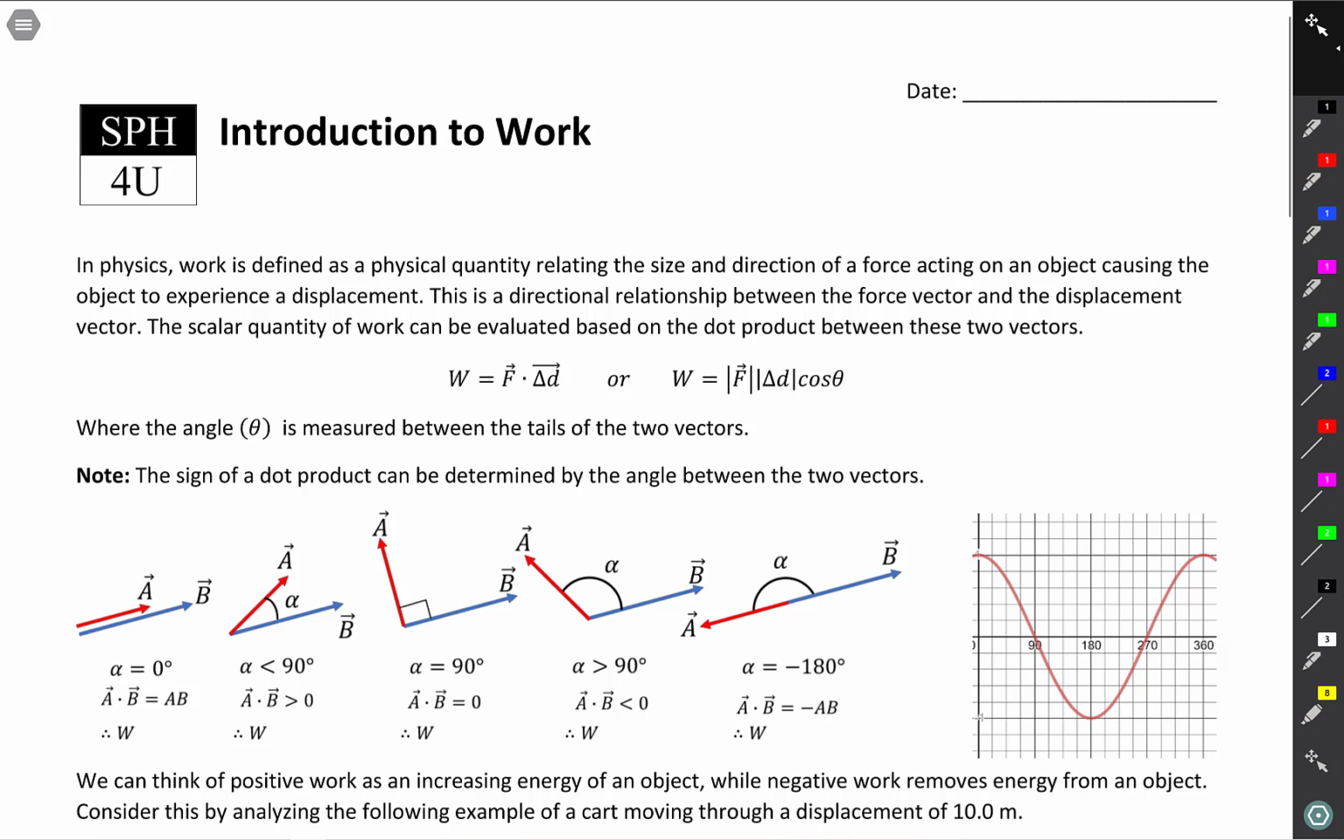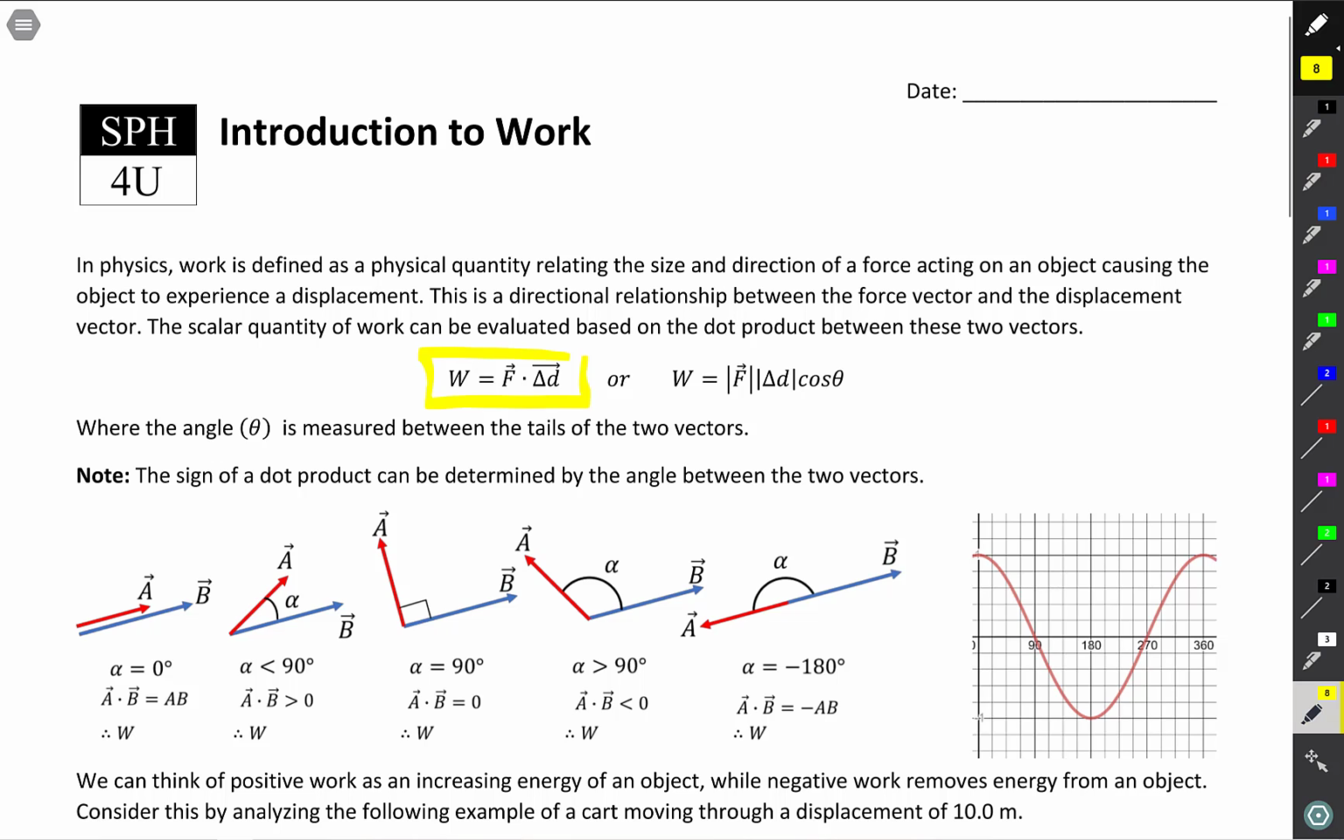Hey Royals, in this lesson we're going to look at a concept that you may remember from grade 11 physics, and it's this idea of work. Now, you may remember that work deals with a force and a displacement, and both force and displacement are indeed vectors. So you may remember this equation from previous physics courses.